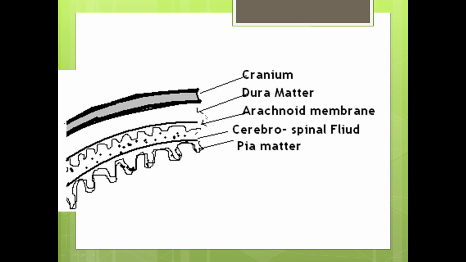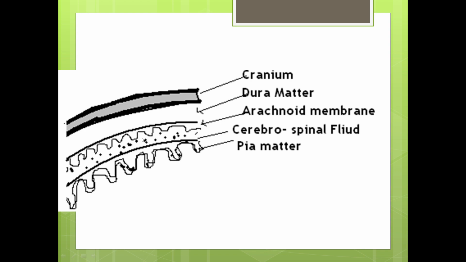The meningeal membrane includes three parts: dura mater, arachnoid membrane, and pia mater. In between these membranes, there's a cavity filled with fluid. Between the arachnoid membrane and pia mater, there's a fluid called cerebrospinal fluid.